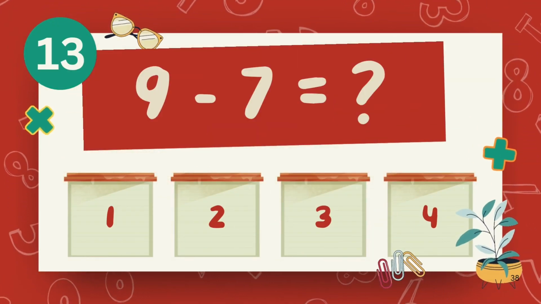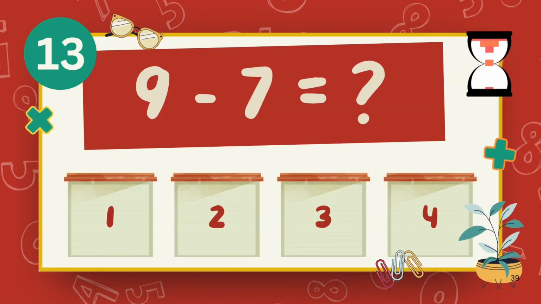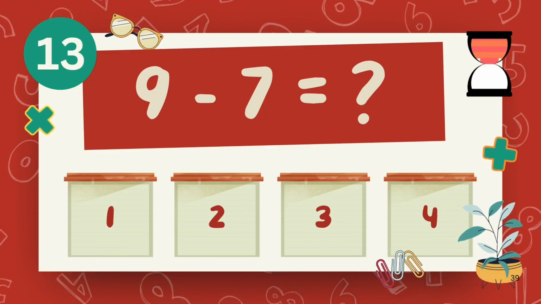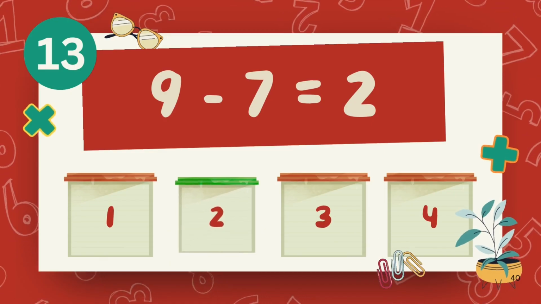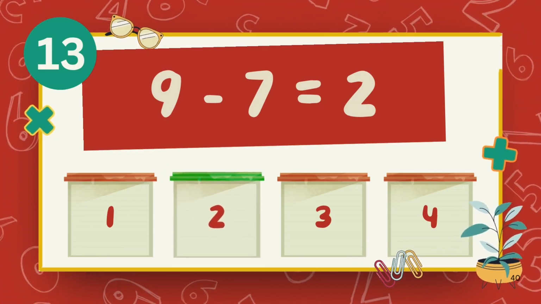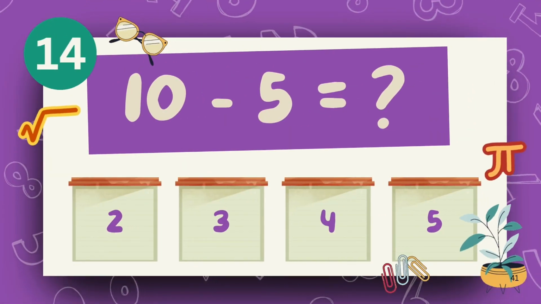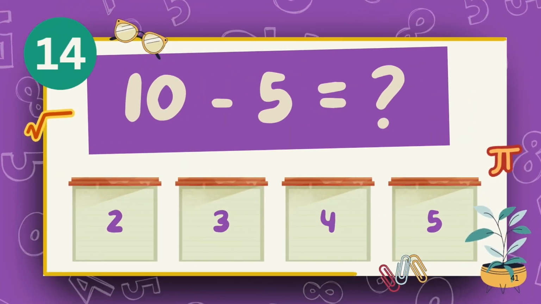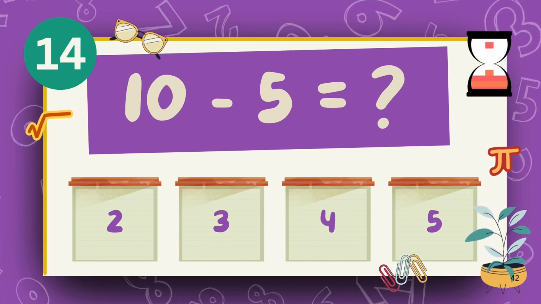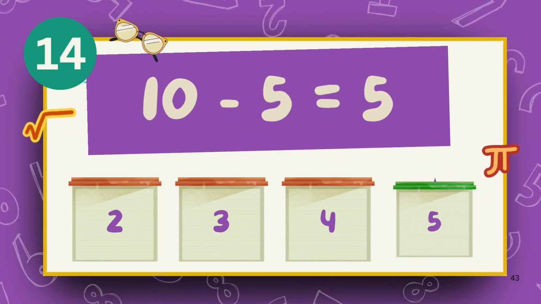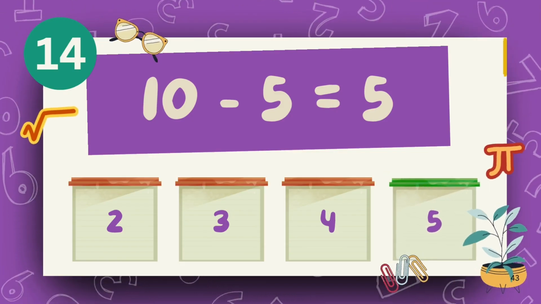What is 9 minus 7? The answer is 2. What is 10 minus 5? The answer is 5.